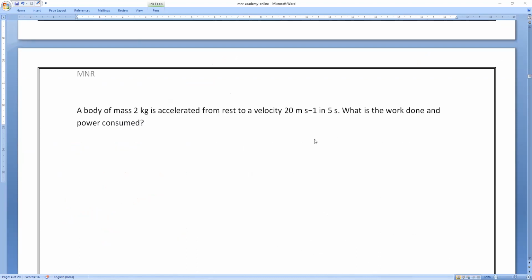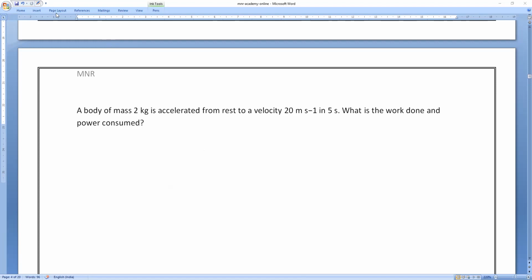A body of mass 2 kg is accelerated from rest to velocity 20 meter per second in 5 seconds. What is the work done and what is the power consumed? Let me see, everybody. Velocity changes, so you have to use some energy. What formula? Anybody can tell me? That I taught you people. Change in velocity is equal to amount of work done. That is only called some theorem.